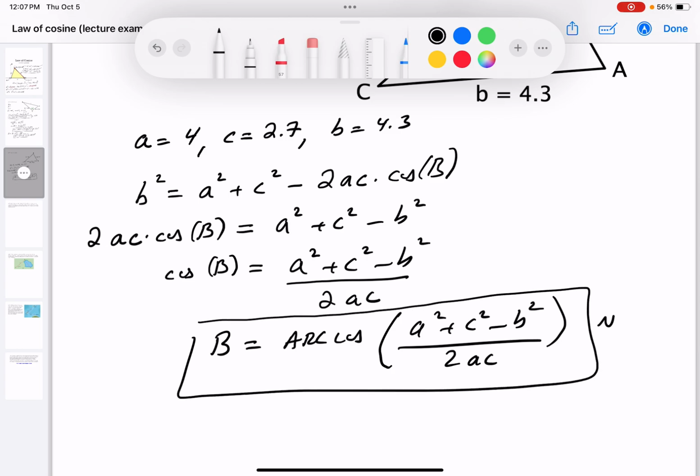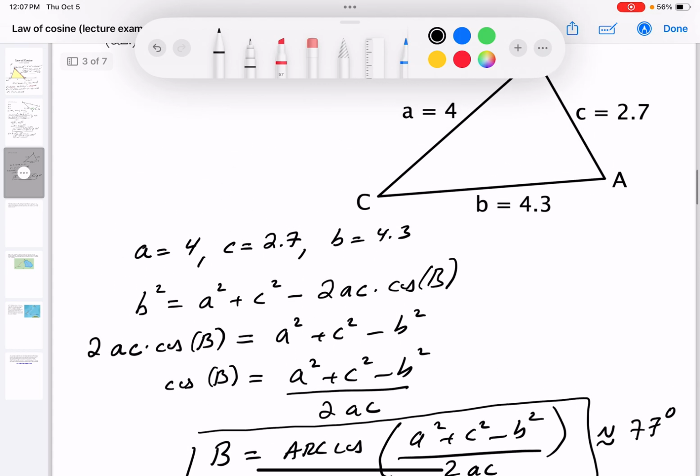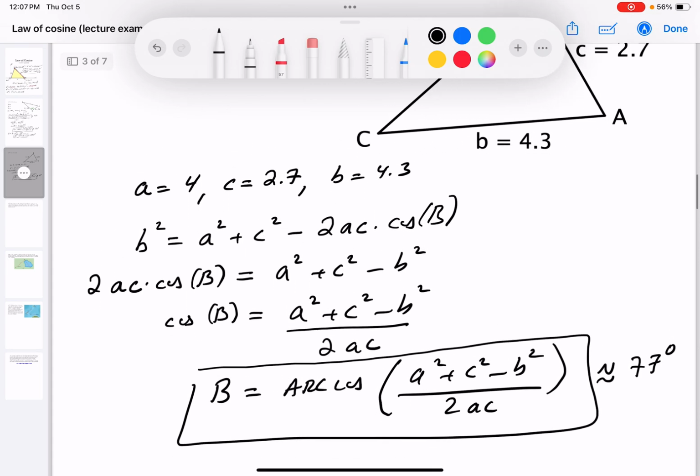Now, if you're using a calculator, which I would recommend you learn how to use, you're going to get 77 degrees approximately for that. All right? Now, so how do you get the other guys? Well, what I'm going to do is use law of sines now. And look at law of sines, I'm going to go for the smallest angle at C, which is angle C.